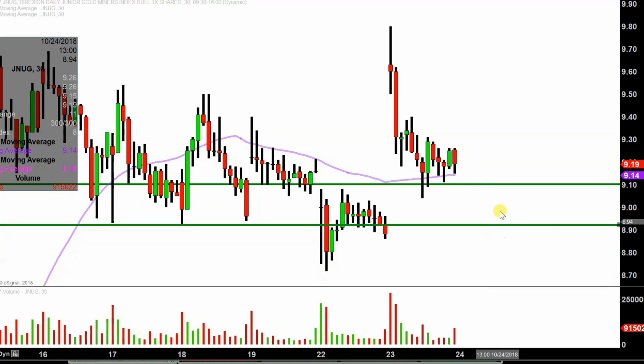Now, if $9.10 fails as support, the next key overall level to keep an eye on at that point would be down there around $8.90. So support-wise, again, near-term 9.10. If 9.10 can hold, then keep an eye down there on $8.90.